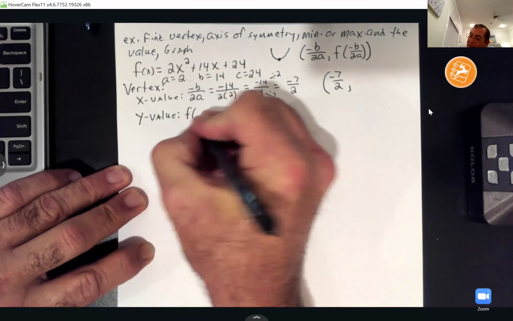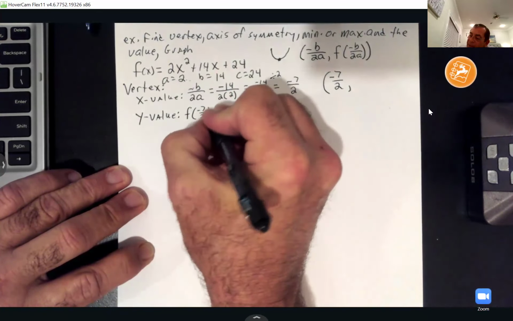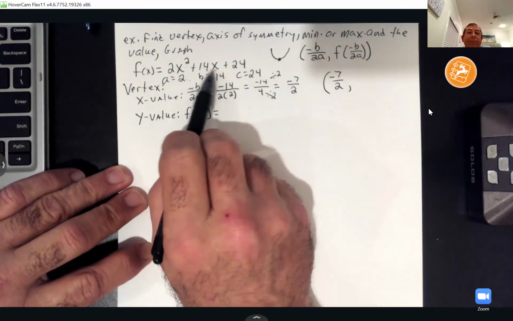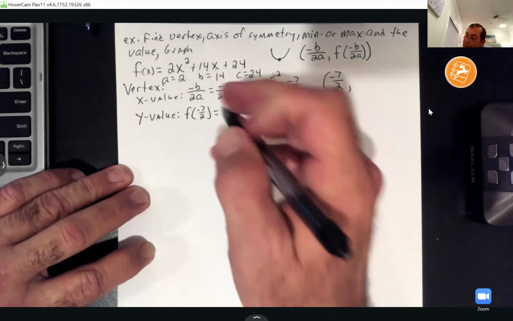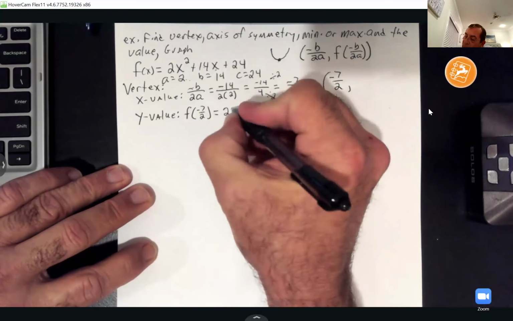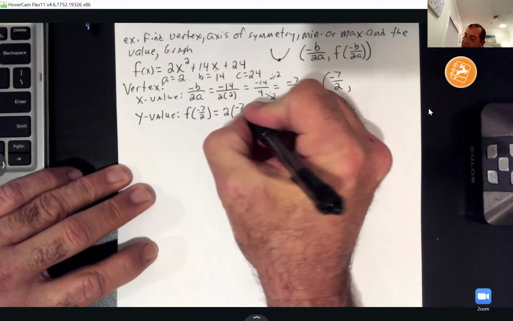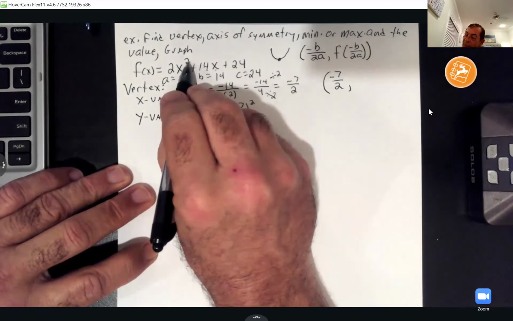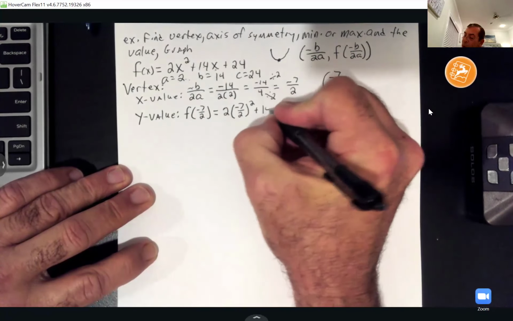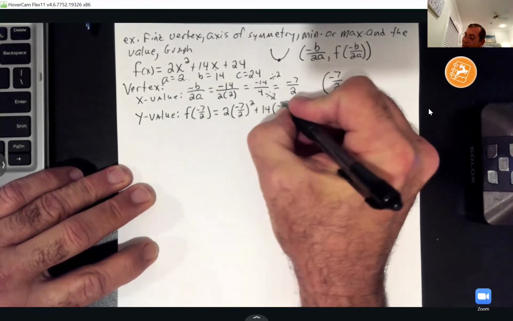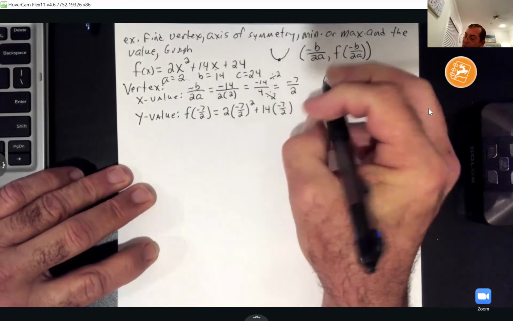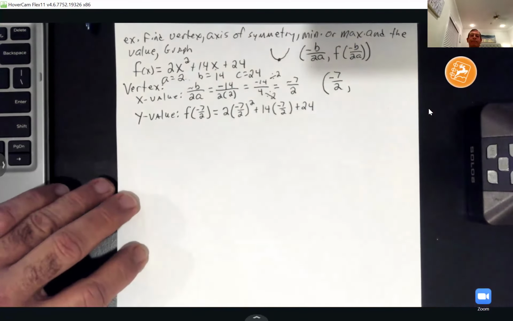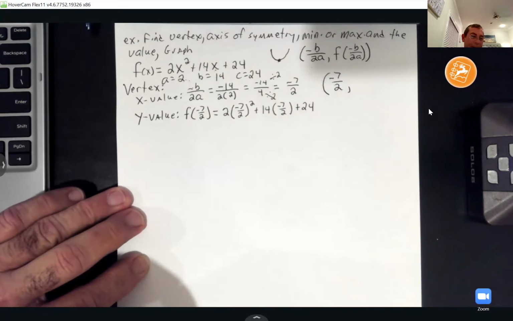So f of negative 7/2. Unfortunately, we're putting that negative 7/2 in for both of these x's. So 2 times negative 7/2 squared. So there's my exponent. Plus 14 times negative 7/2 plus my 24.